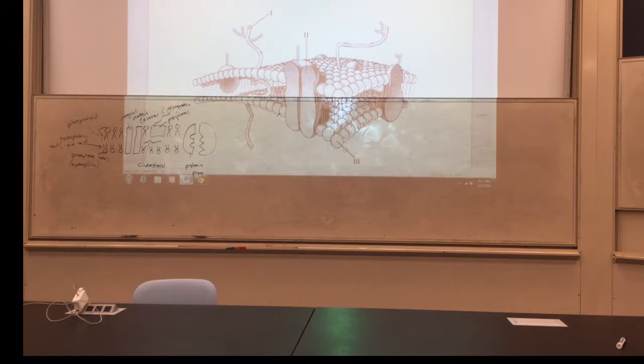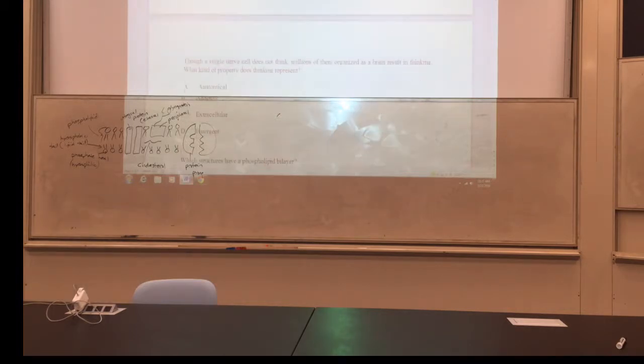All right. Next question. A single nerve cell does not think. Oh, we just talked about this. A single nerve cell does not think. Millions of them organized in the brain together help it think. What is this? Emergent, right? That's what we were talking about right here.